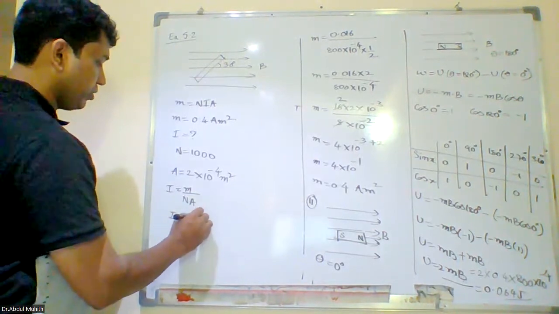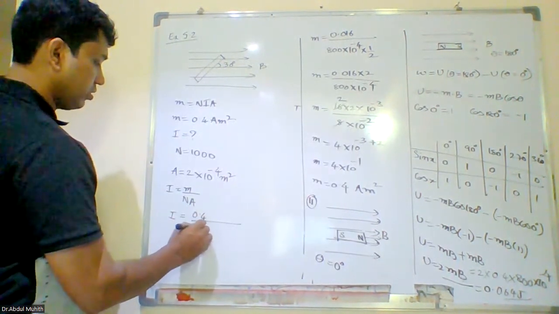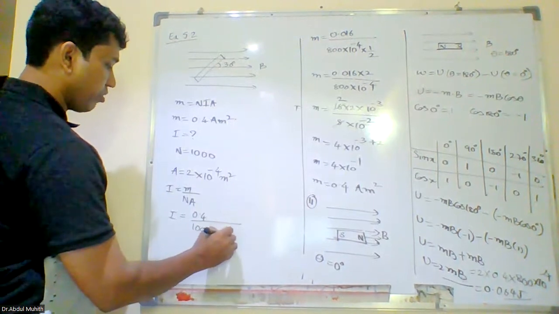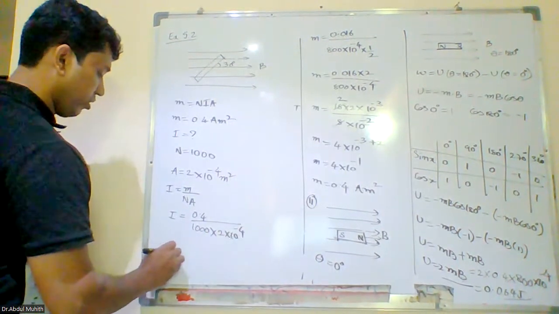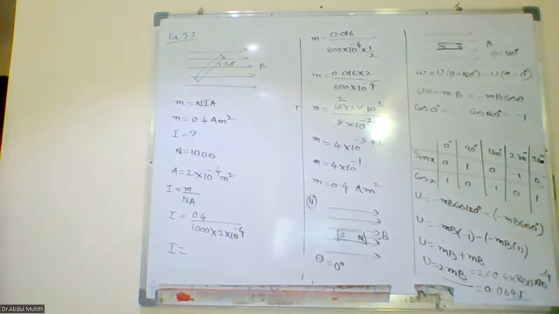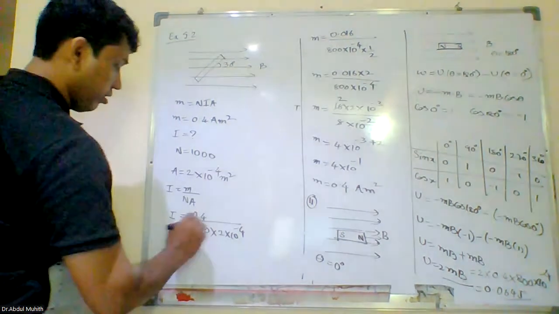M is equal to 0.4, N is 1,000, and area is 2 into 10 to the power of minus 4. Okay, solve it. You get the current. Current is how much now? It's coming around 2 amperes.